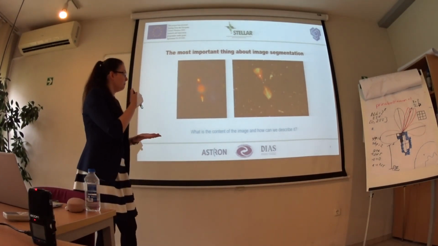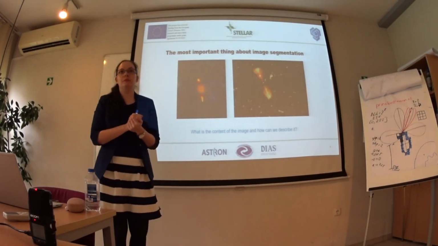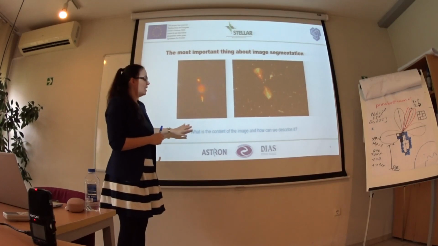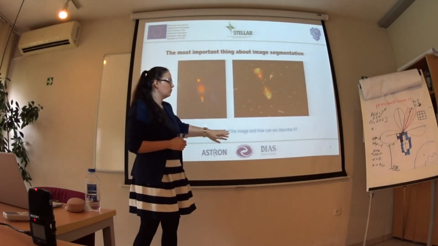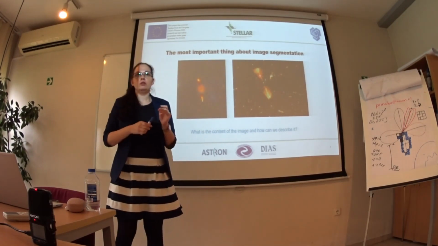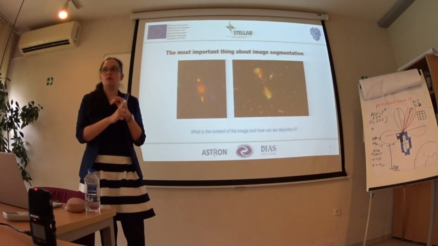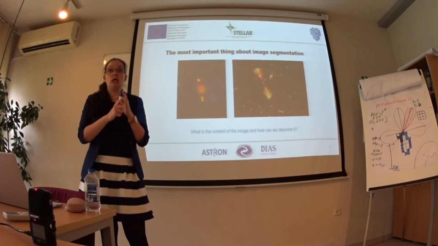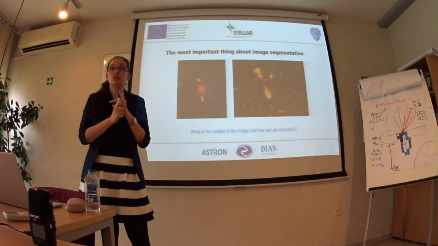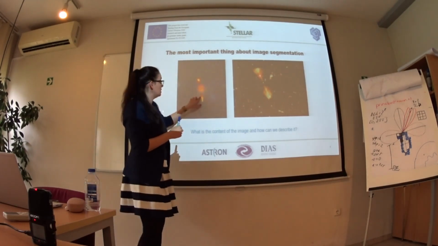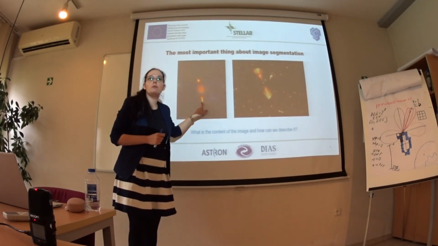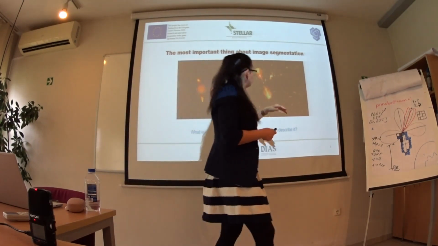And what is the most important thing about the segmentation? This is the answer to the question, what is the content of the image and how can we describe it? What are the attributes? What are the features? What are the dimensions? Is the dimension important or are the values important? Is it the size? Is it the color? Is it the texture? How can you describe this? Is it the form?